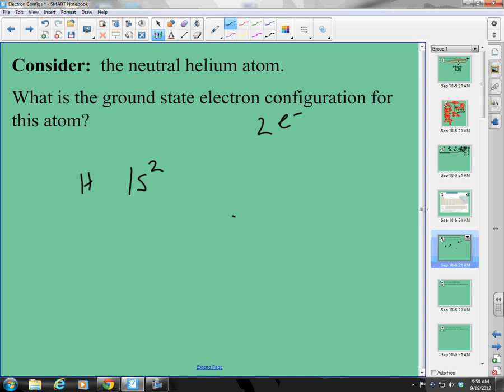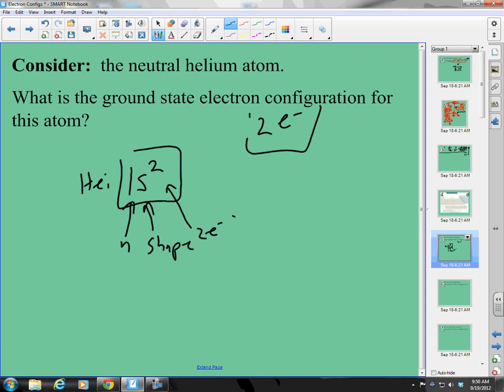Great. And that would be my helium because that says I have an energy level of 1, that my shape is an S, meaning it's a sphere, and how many electrons do I have there? 2. Oh, great. That's exactly what we have.